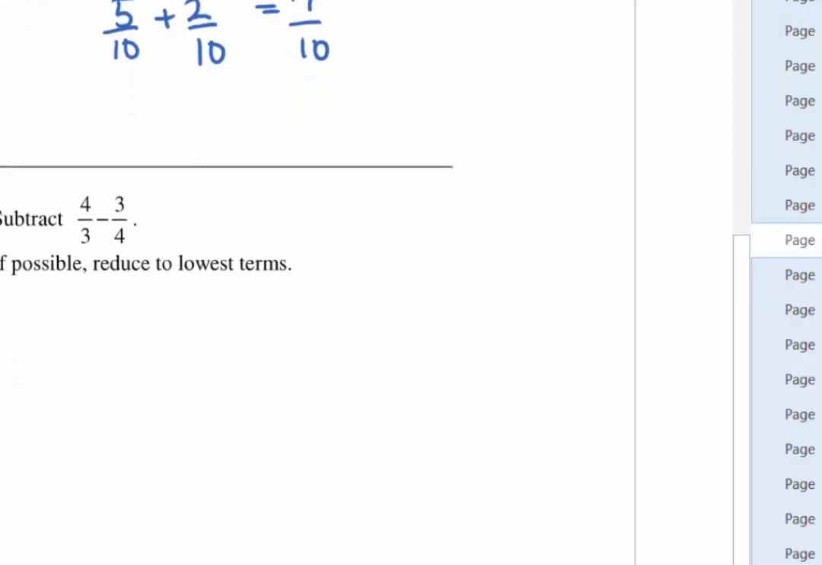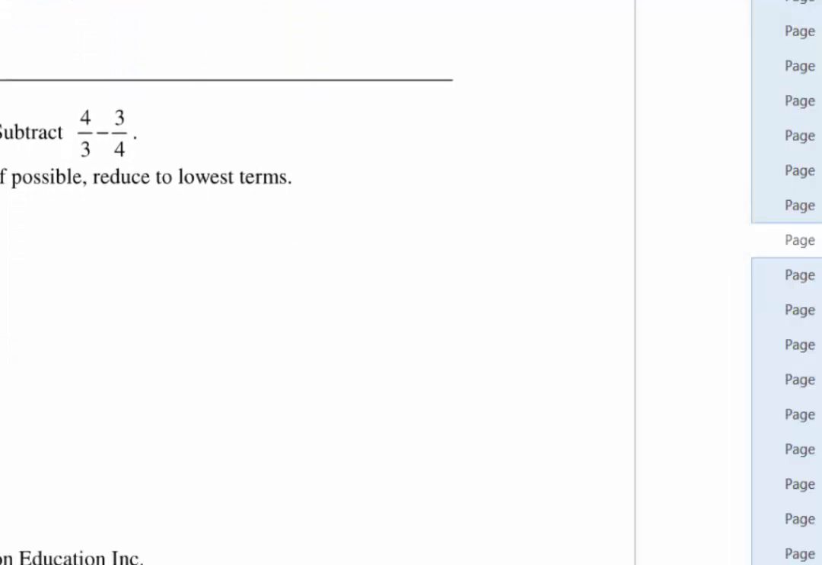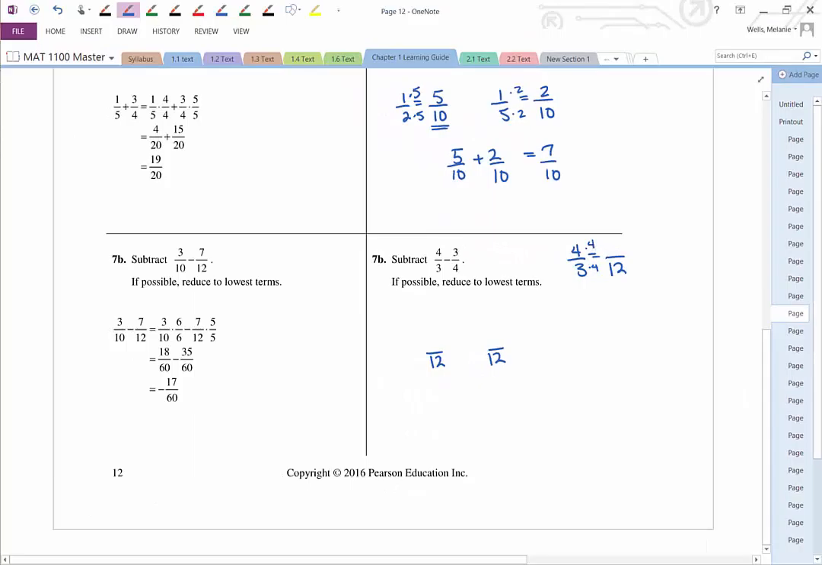Number 7B, we're going to do the same thing, but in this case we're going to subtract. As I subtract here, the least common denominator is going to be 12. If I make both of those fractions equal to 12ths, for 4/3, I would need to multiply the numerator and denominator by 4, which is 16/12. And for the 3/4, I need to multiply the numerator and denominator by 3, which is 9/12. As we subtract, the denominator will stay the same. It'll be in 12ths. 16 minus 9 gives me 7.